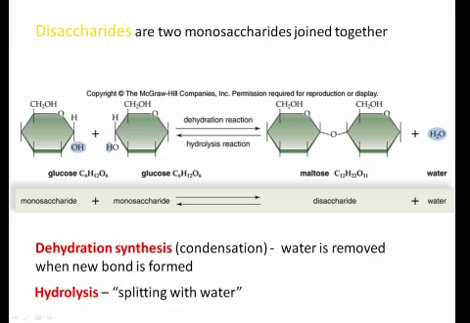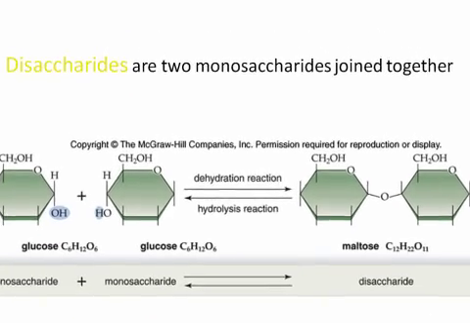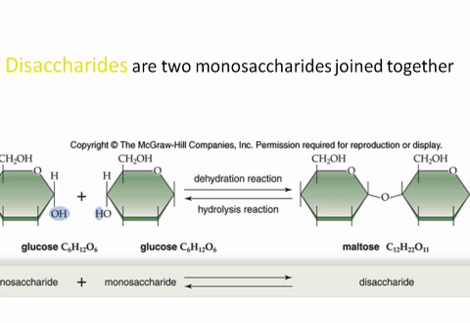A disaccharide is two monosaccharides that are joined together. Now we're going to join these together with that exact same dehydration synthesis reaction that we saw just a moment ago. In the diagram on the left-hand side, we have two glucose molecules. You can see shaded in blue that we have a hydroxyl group on one glucose. We're going to take that hydroxyl group along with a hydrogen on the other glucose. Those are going to be removed, and that forms a water molecule.